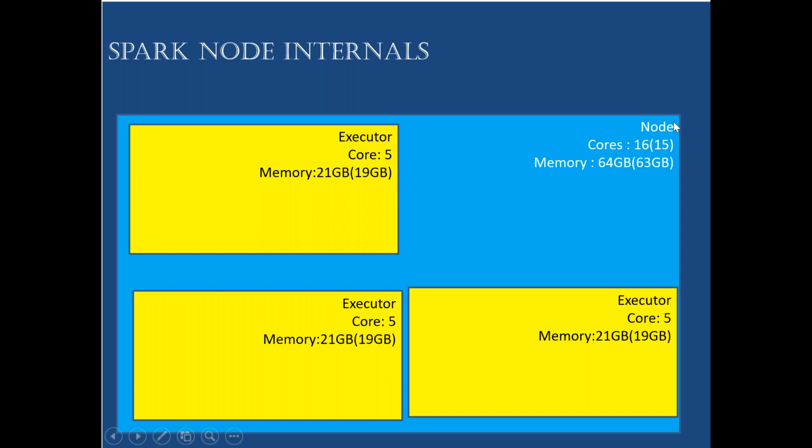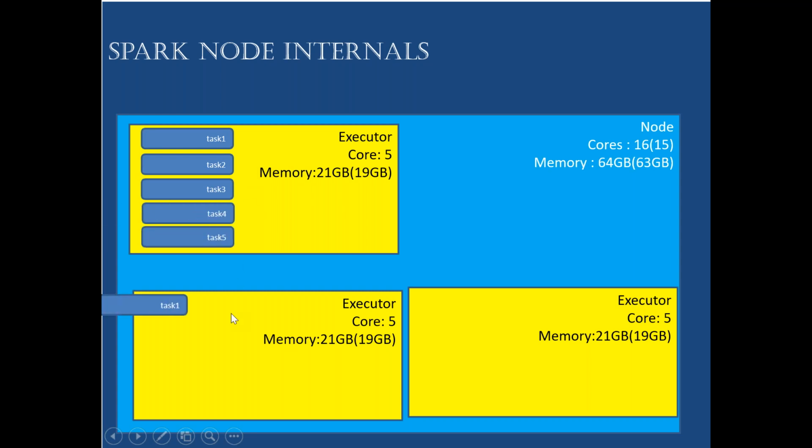Now, what is the total computer capacity? Out of 16 CPUs, I have taken only 15, because I need to keep one, otherwise the system will get stuck if you use complete resources. Out of 15, I assign 5 cores here, 5 cores here, 5 cores here. Out of 64, 63 GB, 21 GB here, 21 GB here, 21 GB here. Now remember, 5 cores means 5 tasks.